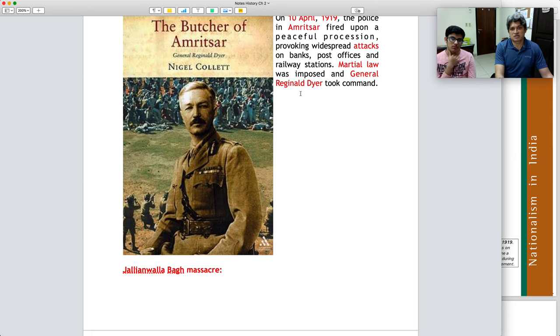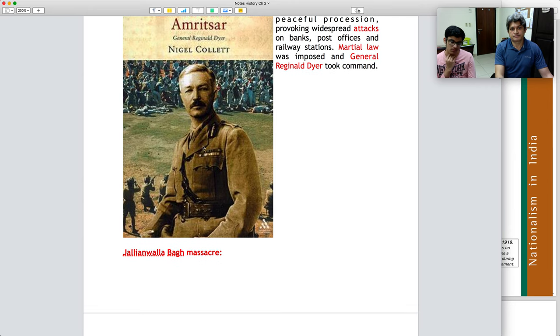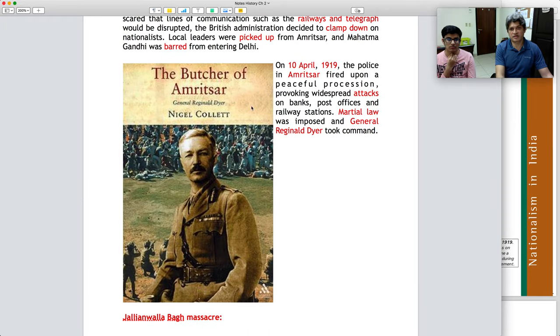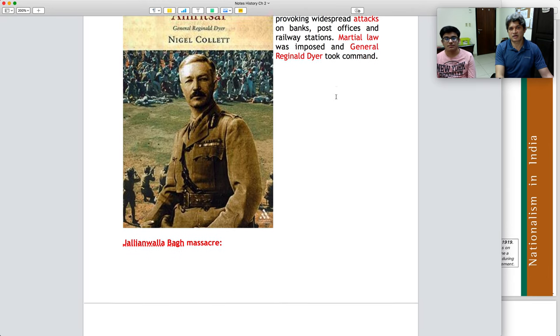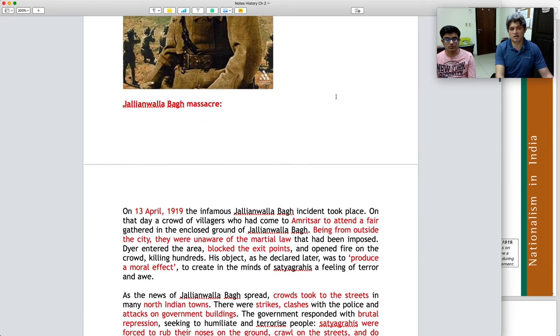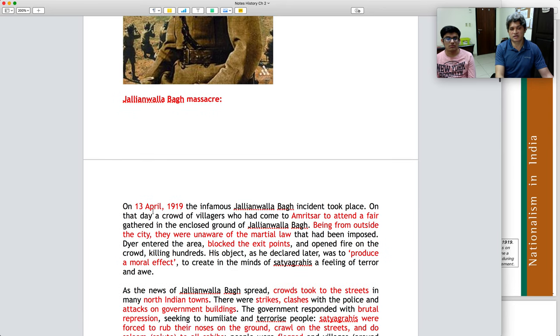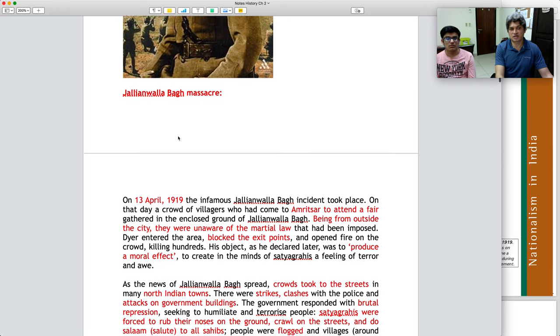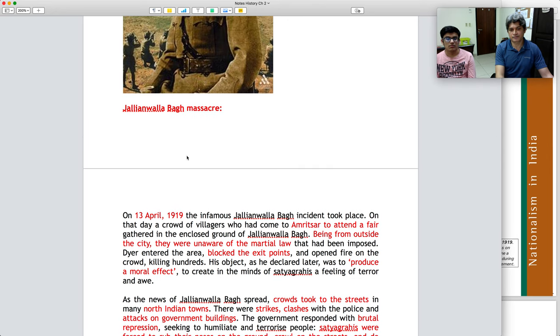So this is General Dyer. After that, on 10th April, police fired on a peaceful procession when people were attacking banks and post offices. And then on 13th April, three days later, the infamous Jallianwala Bagh massacre happened.